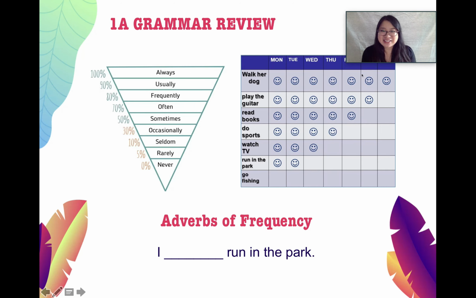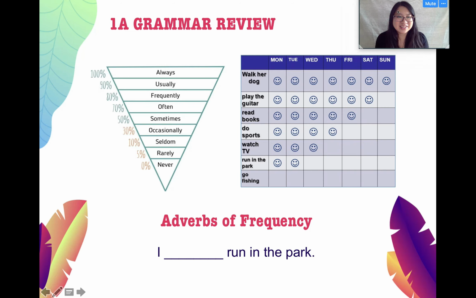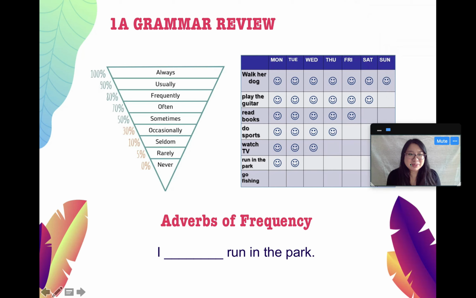Here we can see a calendar. Oh, I'm blocking some of the words. Let's see. Let's move here. Okay. Monday, Tuesday, Wednesday, Thursday, Friday, Saturday, Sunday, and we can see how often we do something. So we use adverbs of frequency to describe how often we do something.